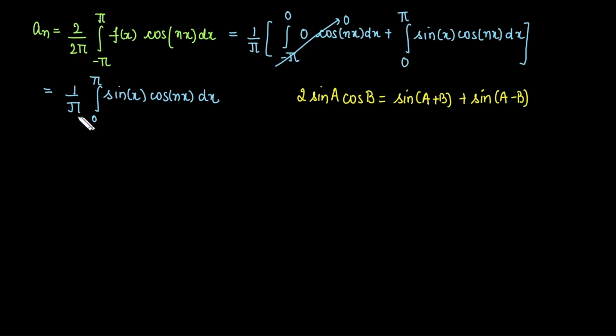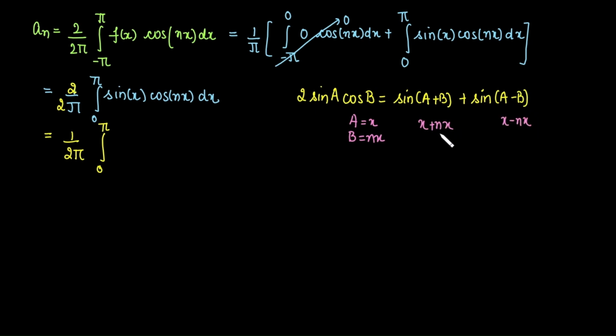So we need to create 2 over here in order to apply this formula. So multiply by 2 and divide by 2. So this is equal to 1 upon 2 pi integration from 0 to pi 2 sine x cos nx. So according to this, the value of A is equal to x and the value of B is nx. So A plus B means x plus nx. A minus B is x minus nx.